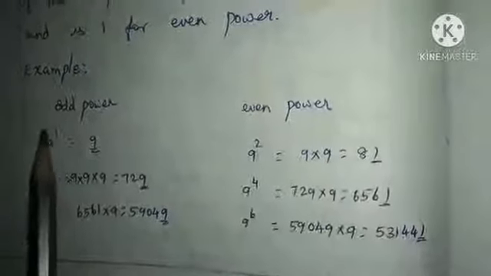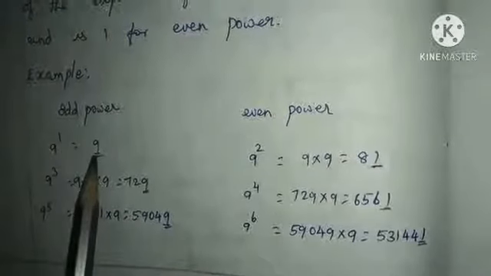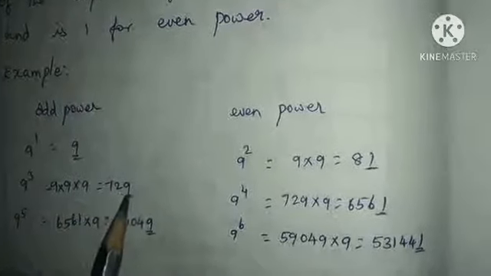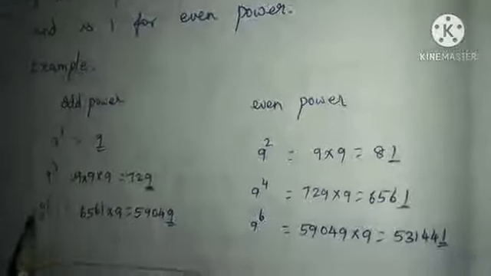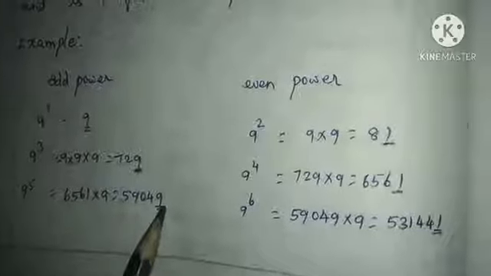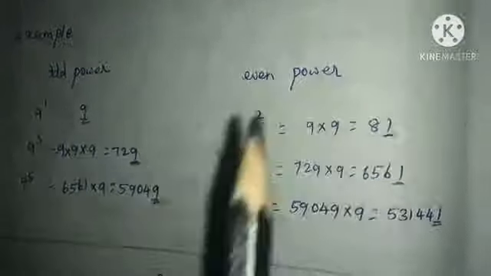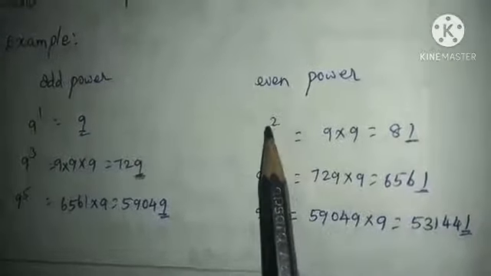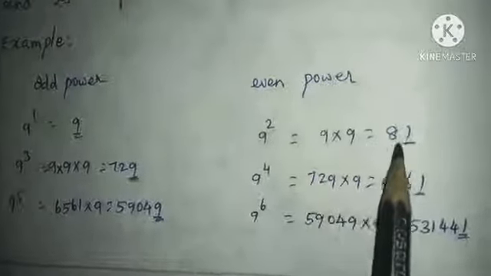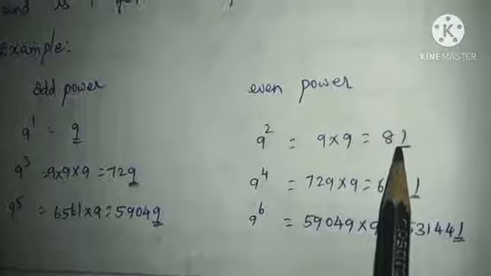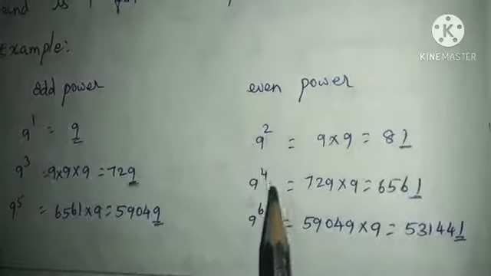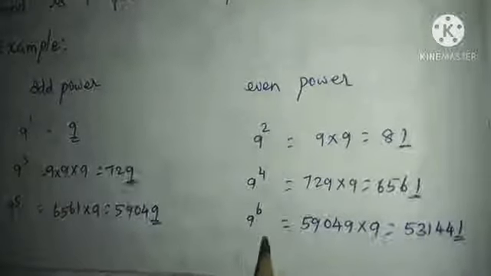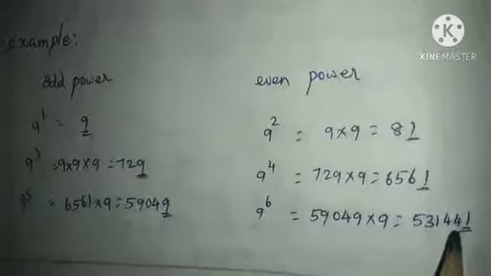For example, 9 power 1, here the power is odd, we get the unit digit as 9. For 9 cube, here also we get the unit digit as 9. 9 power 5, we also get the unit digit as 9. But when the power is even, for 9 square, 2 is even, that is 9 into 9, we get the product as 81. Here the unit digit is 1. For 9 power 4 also the unit digit is 1. And for 9 power 6 also the unit digit is 1.